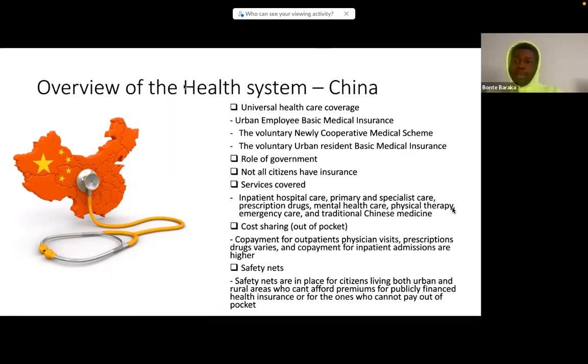They cover services like inpatient hospital care, primary care, mental health care, physical therapy, emergency care, and traditional Chinese medicine. For cost sharing of out-of-pocket expenses, there is a co-payment for outpatients, physicians' visits, and prescription drugs vary, and co-payments for inpatient admissions are higher. Safety nets are also in place for citizens living in urban and countryside areas who cannot afford premiums for publicly financed health insurance, or for the ones who cannot pay out of pocket.